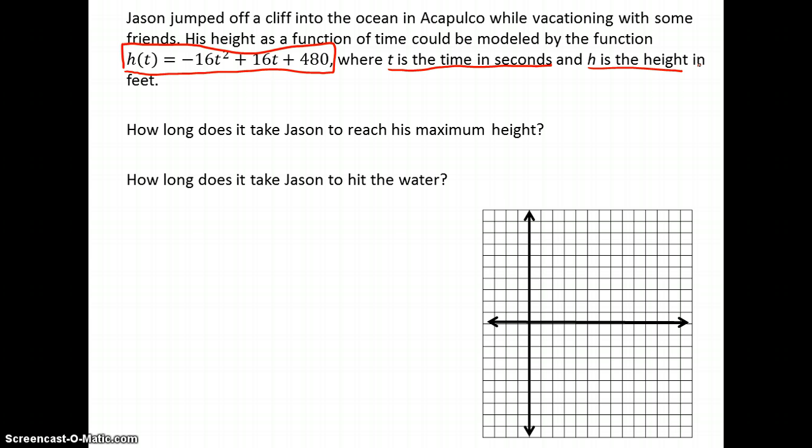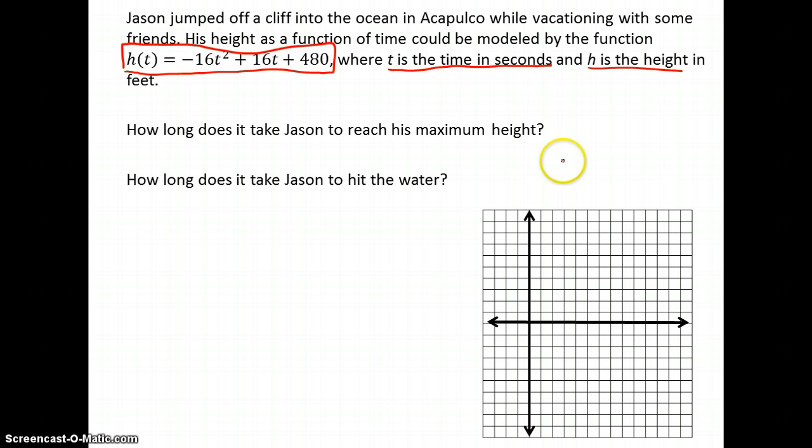So it says how long does it take Jason to reach his maximum height, and how long does it take him to actually hit the water? If you're thinking about the trajectory of a person, of a ball, of anything, that's basically what we would call projectile motion, which if you're in physics, you may study a little bit. When you're talking about projectile motion, the nice thing is that because of gravity, it always follows this parabolic shape. It's always a parabola shape.